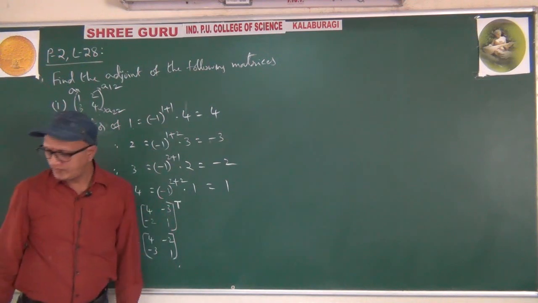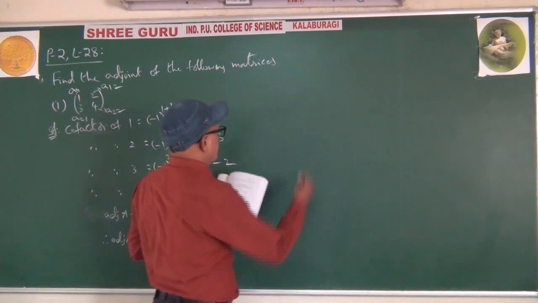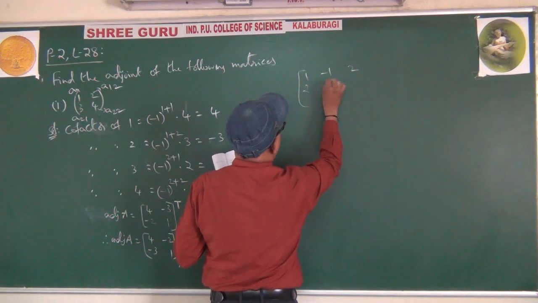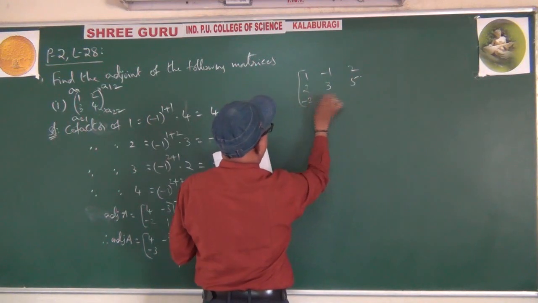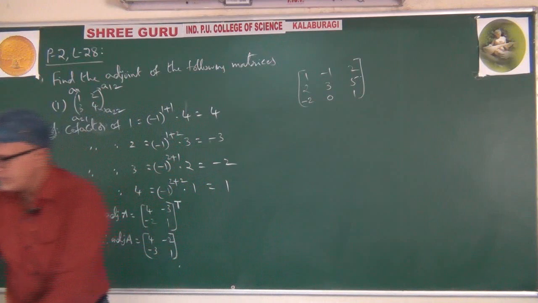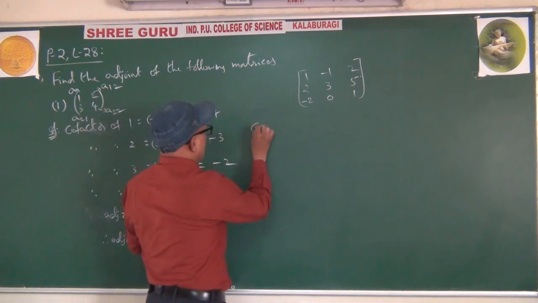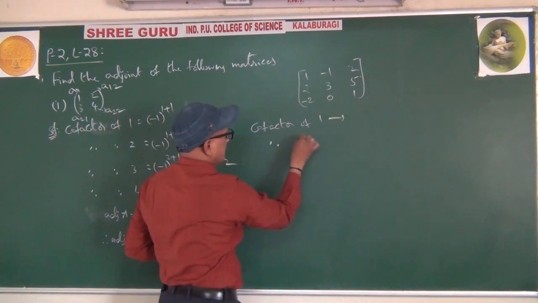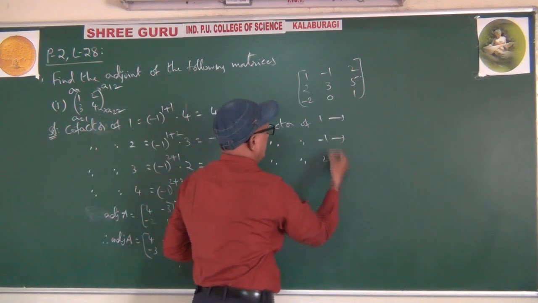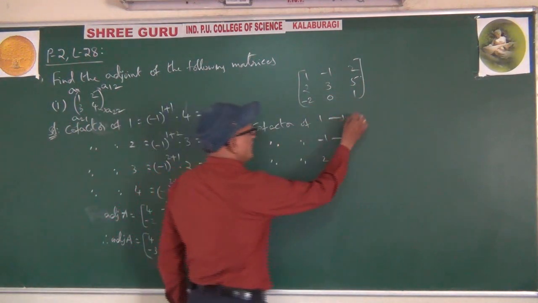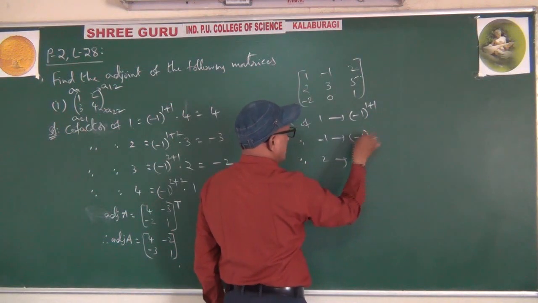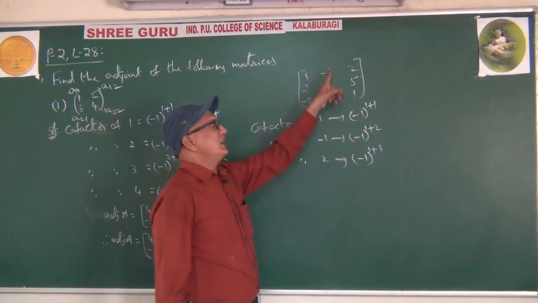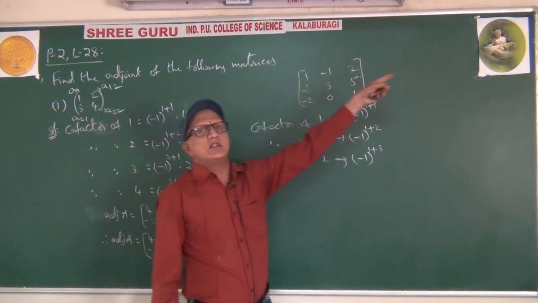Can you try for a 3 by 3 matrix? 1 minus 1, 2, 2, 3, 5. Minus 2, 0, 1. I will show just 2 lines. First of all, we have to find the cofactor of 1. Remaining rows you finish. Minus 1 whole power 1 plus 1. Minus 1 whole power 1 plus 2. Minus 1 whole power 1 plus 3. First row first column, first row second column, first row third column, A11, A12, A13, okay now?